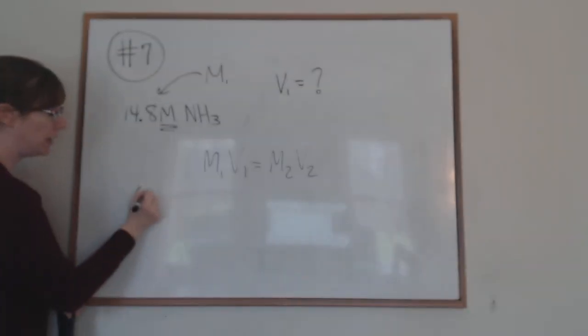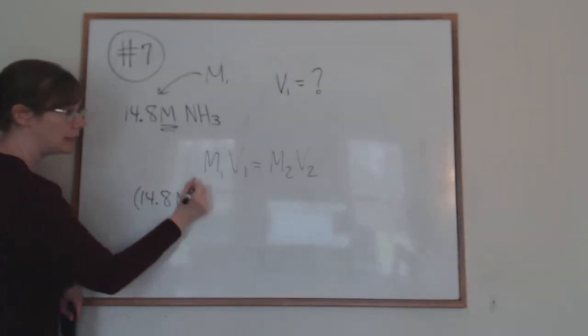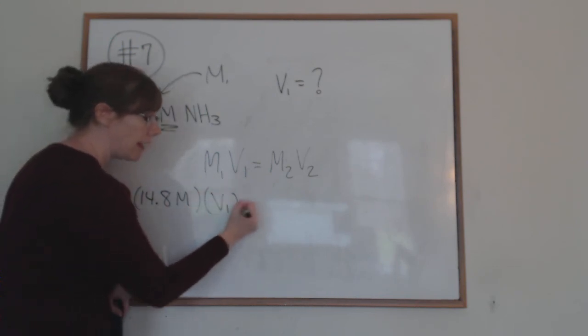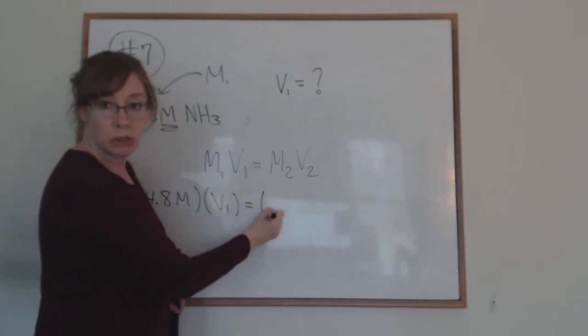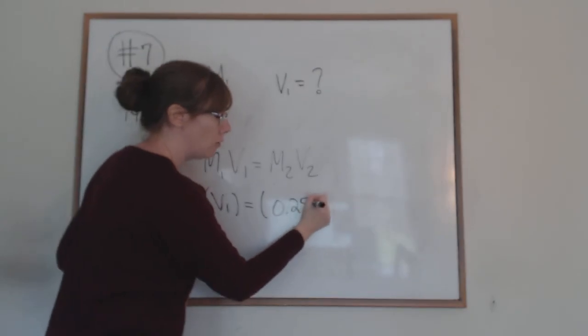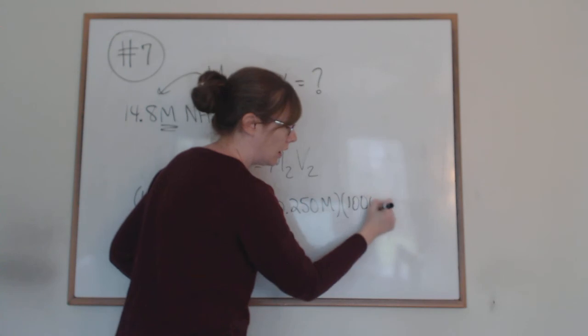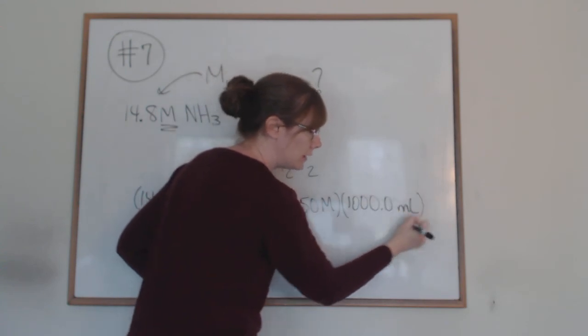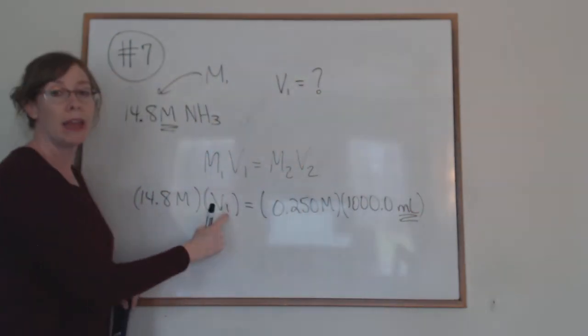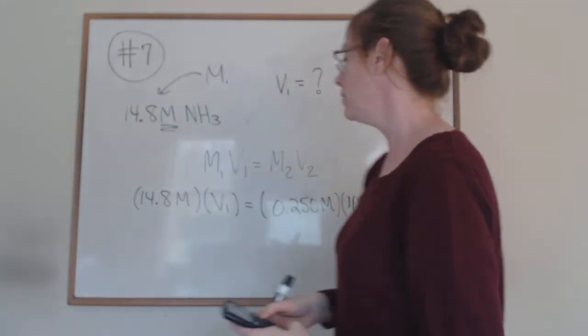And it's just a matter of plugging in the numbers. So 14.8 molar is M1, V1 I'm just going to solve for. M2 is my more dilute solution, 0.250 molar, and I want to make 1,000 mils of it. Since this volume is in mils, whatever number I get here will also be in mils. And so you just have to solve it.